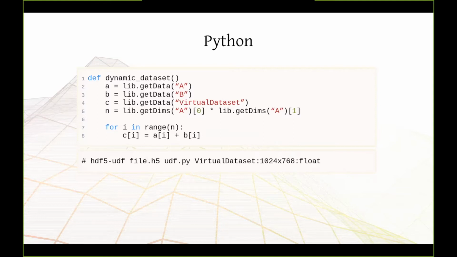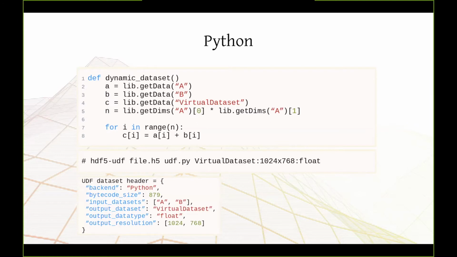So you have 2 data sets being read as input, A and B. You've got a data set called the virtual data set, which is saved as C. And then you're performing basically a simple sum of the A and B data sets and storing it on C. The command line that allows you to compile this function into a bytecode that gets loaded by HDF5 UDF is here on the bottom. So you invoke this HDF5 UDF utility, which gets a HDF5 file, the routine, and then the name of the dataset you want to create, along with the resolution and data type. And then this is what's written along with the bytecode.